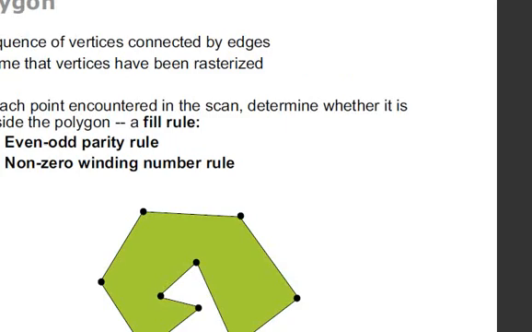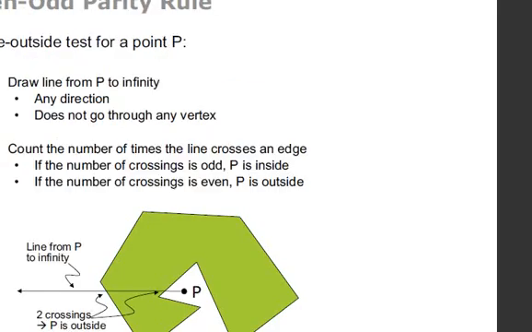In polygon filling, we have even-odd parity and the non-zero winding number. Even-odd parity and non-zero winding number are discussed here.